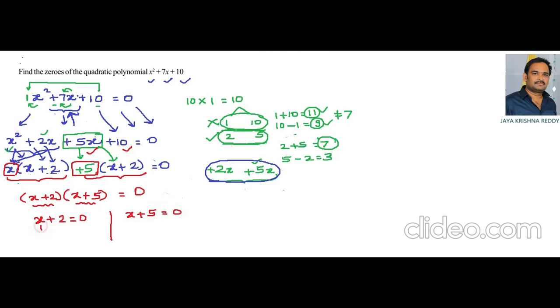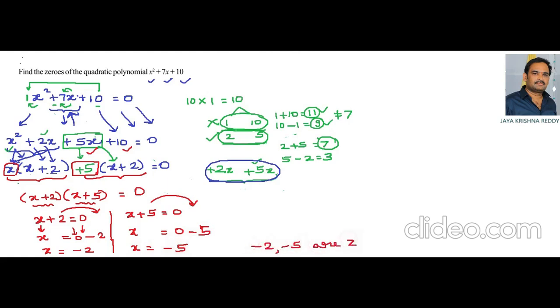Okay, so now to find the x value, x equals to 0, and transporting plus 2 to the right hand side, it will become minus 2. So x equal to 0 minus 2 means it is minus 2. And here also x equal to 0, transporting plus 5 to right side, it will become minus 5. So x equals to minus 5. That means minus 2 comma minus 5 are zeros of given polynomial.